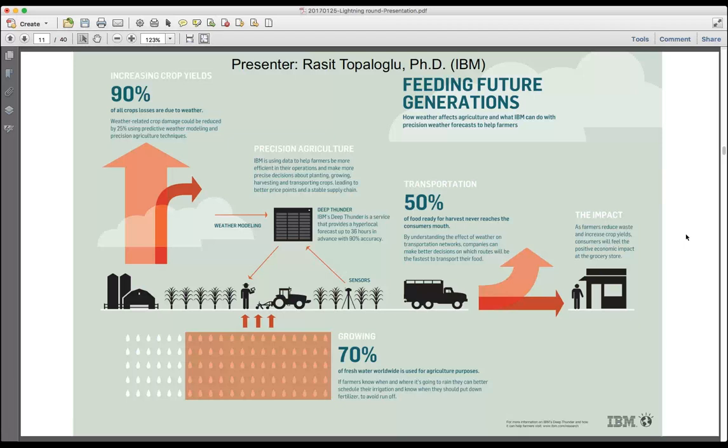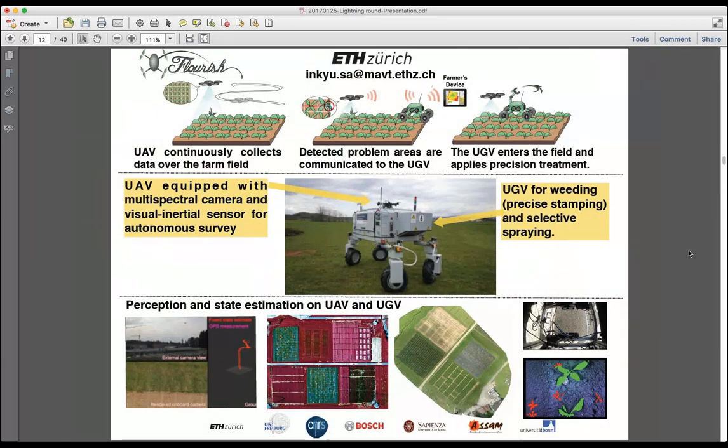We have a workshop that I will talk about, where we are looking to form a session around agricultural robotics, and I'd be interested in receiving some proposals from you.